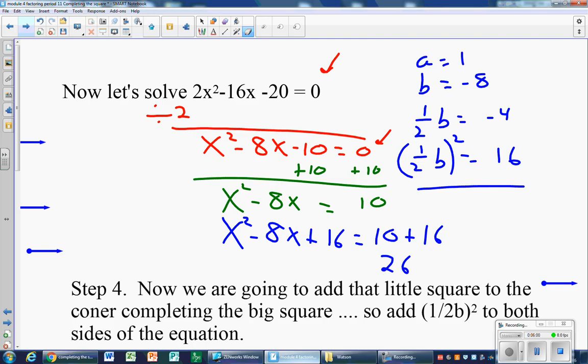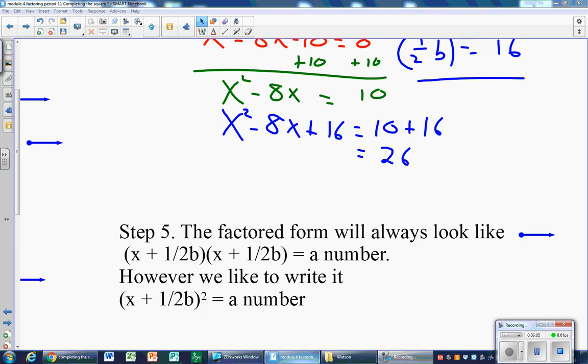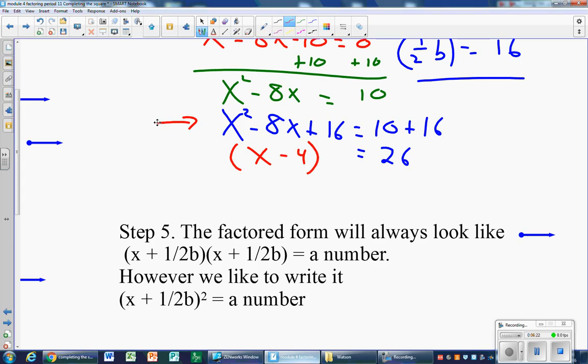Now, step number 5. We went over lots of problems in class, and we discovered the fact that that part right there is always going to look like x plus half of b, which is negative 4, squared. Now you can check and you can distribute this and find out that yes, two numbers, a number that multiplies to be positive 16 and adds up to negative 8, negative 4 times negative 4. It works with the Xbox method. It works with completing the square.